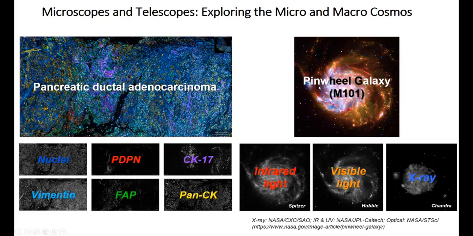Because, for example, when we analyze the Pinwheel galaxy, we know exactly that it's composed of several types of lights, as you can see here, all composed together giving us these beautiful images. Well, something similar is happening with these multiplex images that we are analyzing. We have different signals that, when they are put all together, not only give us a beautiful image, they provide a lot of information that we can now extract at a single cell level to understand exactly the interaction of these cells and the phenotype that they have when they are close to each other or away, etc.